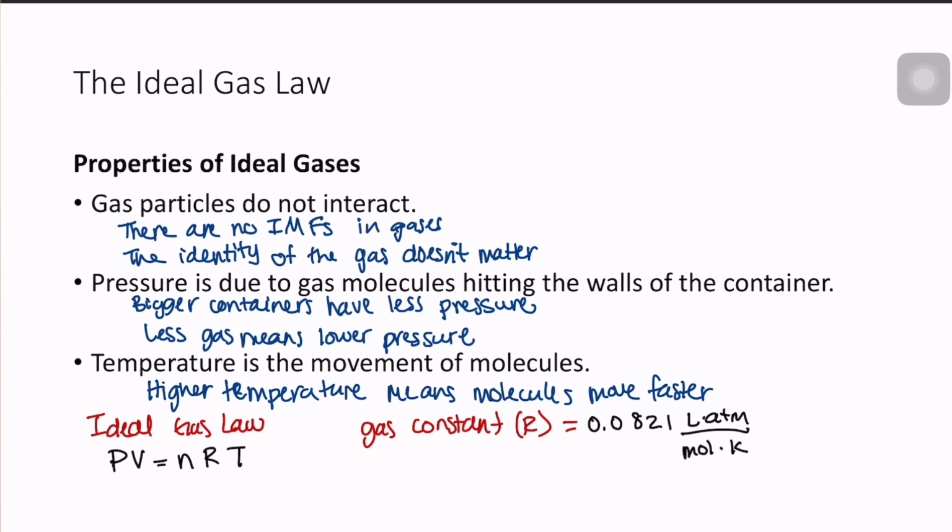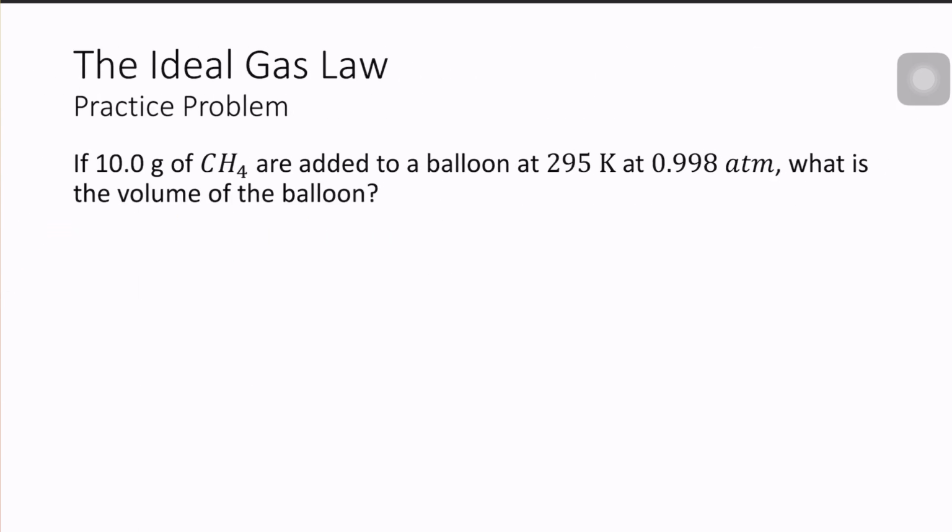The units of R tell us what the units of the different properties of our gas law have to be in. So pressure must be in atmospheres. Volume must be in liters. The amount has to be in moles. And finally, the temperature has to be in Kelvin. So if you get to a problem and your properties aren't in these units, you need to convert them into those units. Let's look at an example.